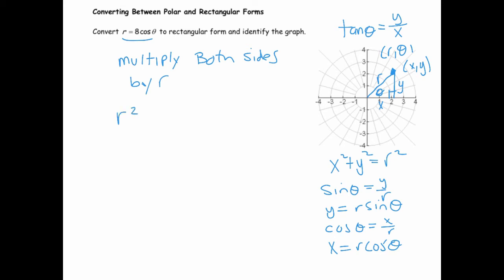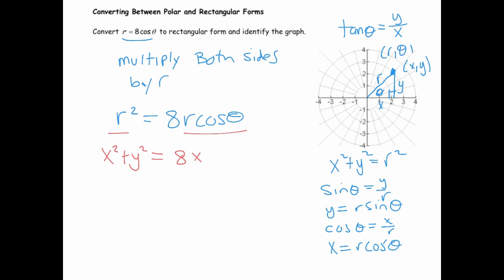Multiplying gives us r squared equal to 8, and I want to sneak that r in between the 8 and the cosine. So now I can replace this with x squared plus y squared, and I can replace this with x. Okay, so we've now successfully converted this to rectangular form. What we haven't done is put it in a form that's easily recognizable to somebody who knows anything about equations in rectangular form. Although if you know a lot about them, you'd recognize it immediately, like a math teacher. We all know what this is exactly.